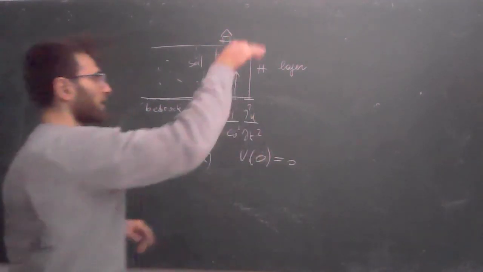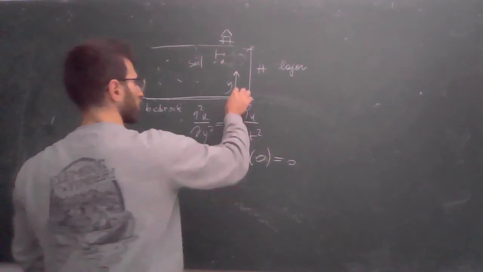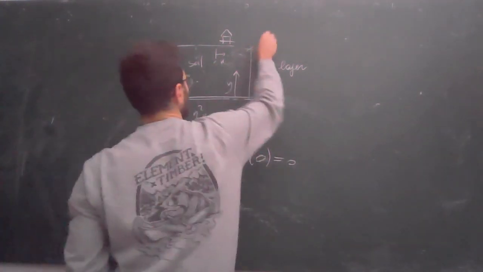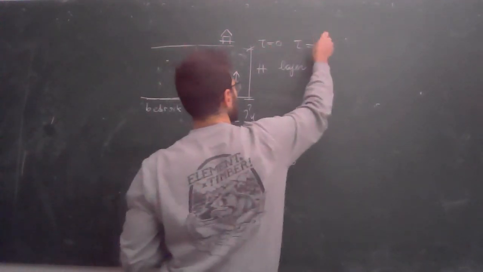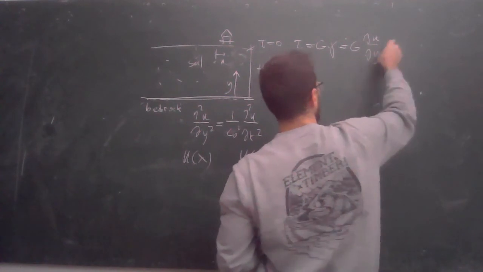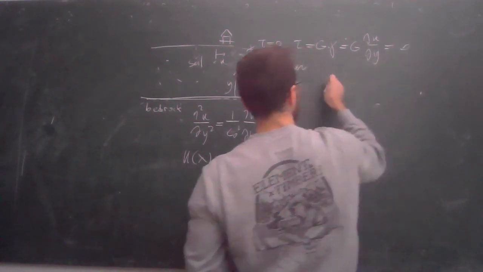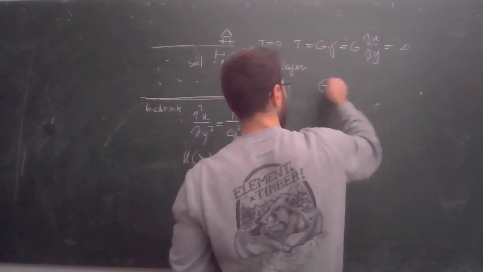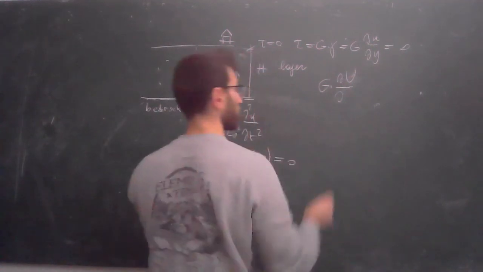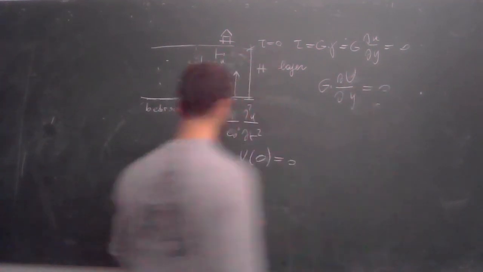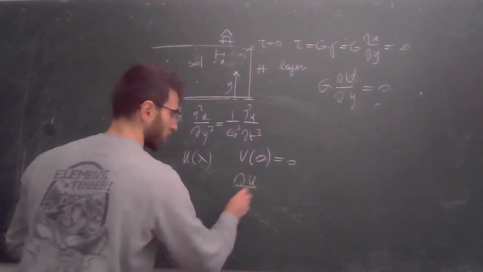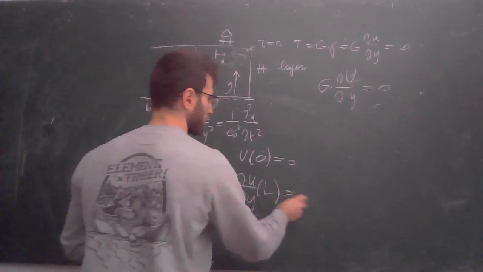And then we have the top of the layer, and we assume that the shear stress is 0. The tau is 0. Tau is G times gamma, which is G times du over dy, equal to 0. So it means that G times du over dy is equal to 0. Okay, so the other condition is that du over dy at L is equal to 0.